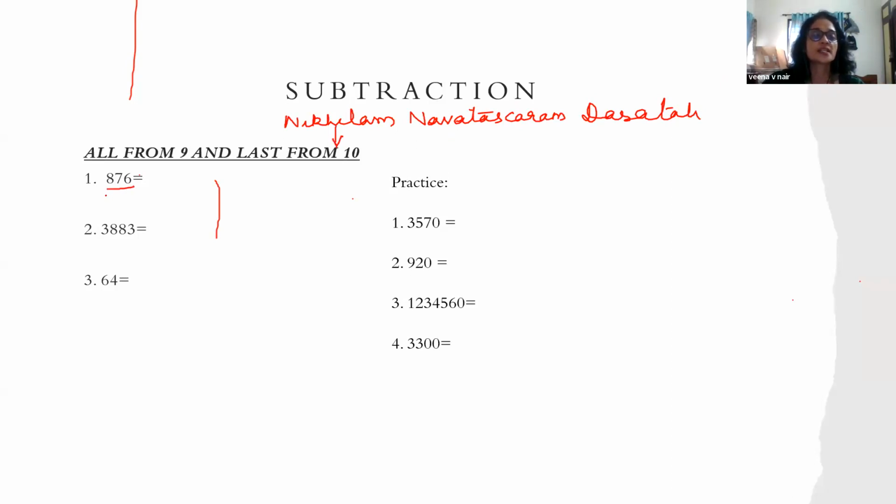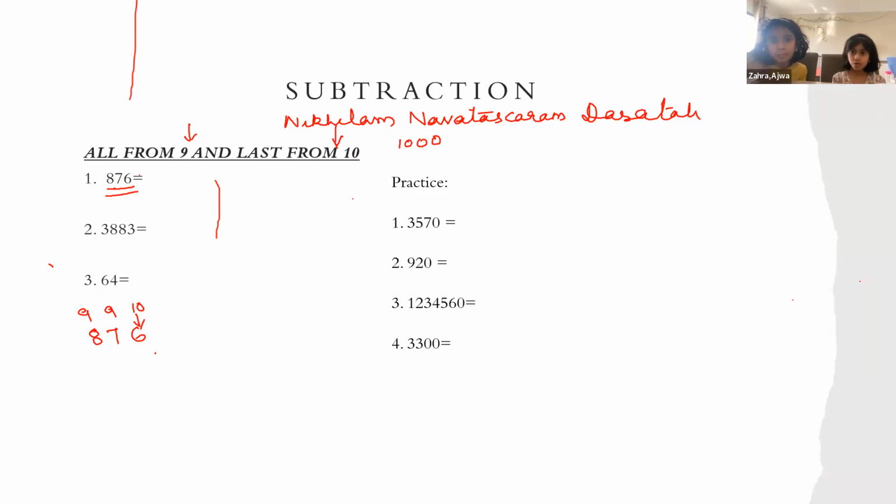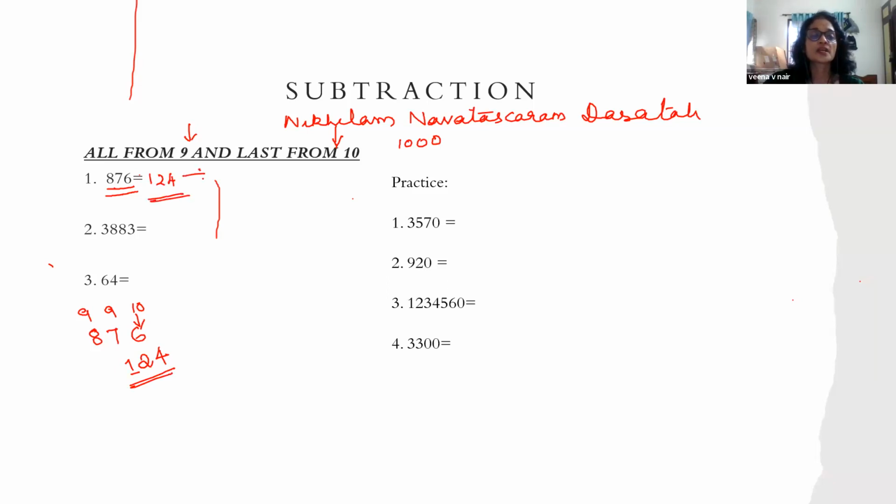So let us look at the first number, 876. Which is this number closer to? 1000. Okay. 876 is close to 1000. So we apply this sutra on 876. 9 minus 8 is 1, 9 minus 7 is 2, and 10 minus 6 is 4. This particular number, 124, is called the Nikhilam. Okay. Now can we find out the Nikhilam of 3883? Which is the number we will be considering?